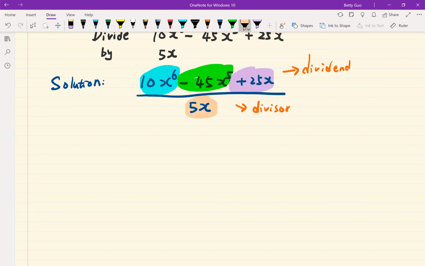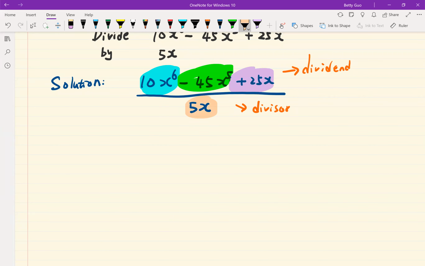Okay, so by the rule that I have just shown you, we can write this division as term 1 in the numerator divided by the denominator. So blue over orange. Do you agree? Plus green, which is a negative. Be careful, the sign is a part of the term. Negative 45x to the power 5th over orange. Plus the term 3 in the numerator, the purple, 25x over the denominator 5x.